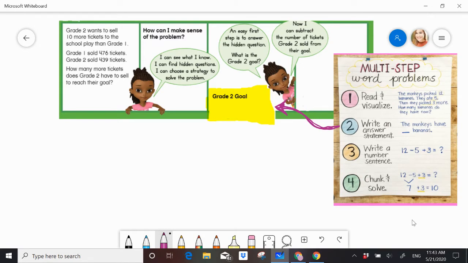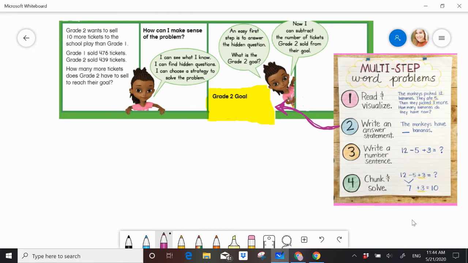Okay, so how can I make sense of this problem? Well, my little girl down below is saying, I can see what I know. I can find hidden questions, and I can choose a strategy to solve the problem. So this is us visualizing and figuring out what we need to do to solve this problem. So an easy first step is to answer the hidden question. What is the grade 2 goal? So grade 2 wants to sell 10 more tickets than grade 1.